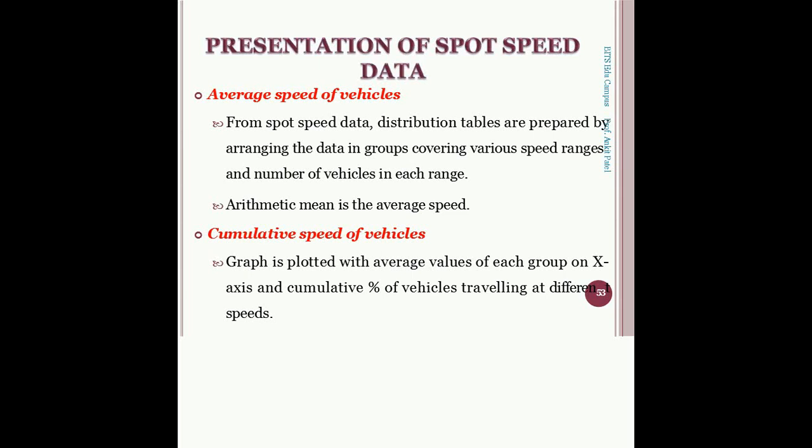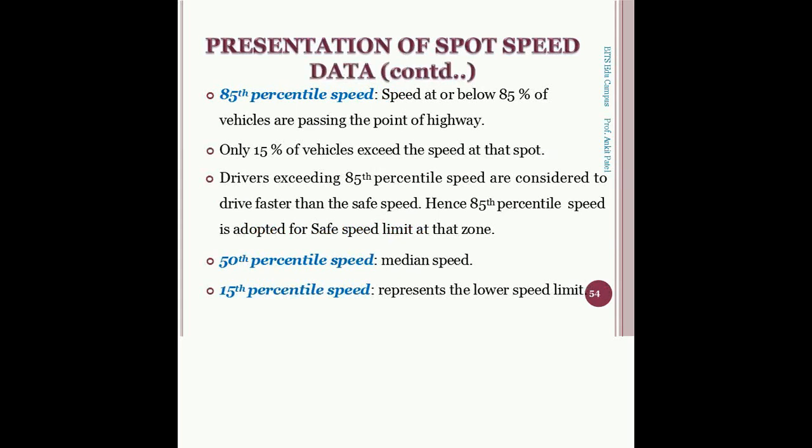Second, another one is the cumulative speed of vehicles. A graph is plotted with average values of each group on the x-axis and the cumulative percentage of vehicles traveling at different speeds. Then, the presentation of spot speed data is the 85th percentile speed: at or below it, 85% of vehicles are passing the point of highway. Only 15% of vehicles exceed the speed at that spot.